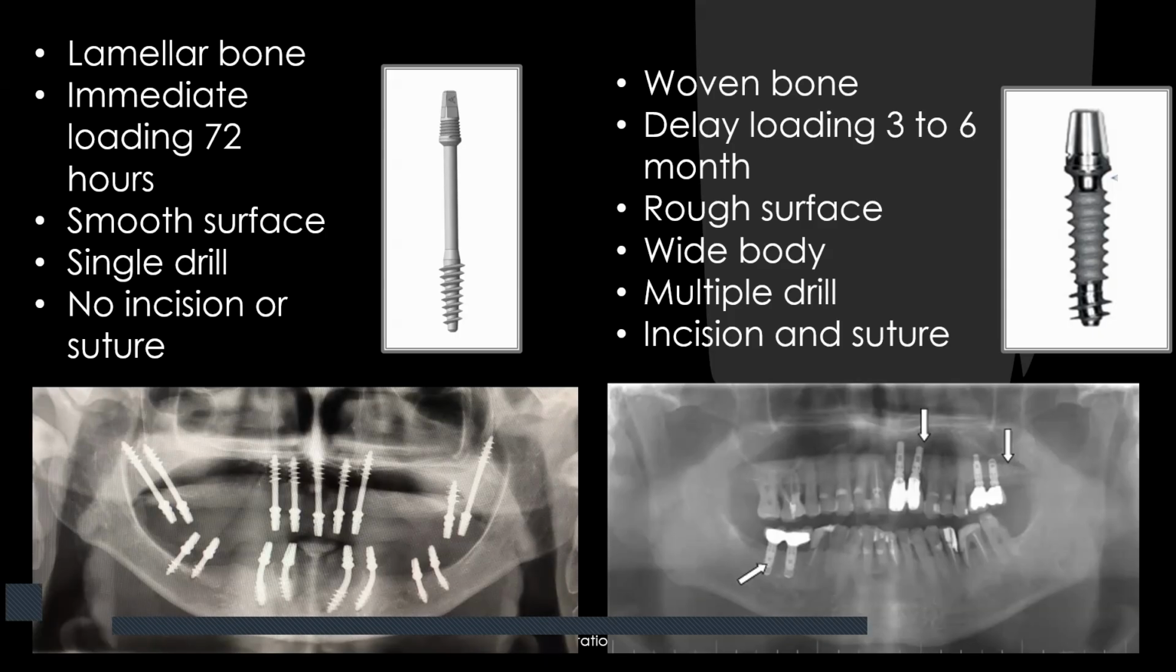Whereas in conventional implantology, we need 3 to 6 months until the implant becomes osseointegrated. We are always using a smooth surface rather than a rough surface. We are always using a single drill system. We are not using a multiple drill system, only and only a single drill system. And there is no incision and no suture required.